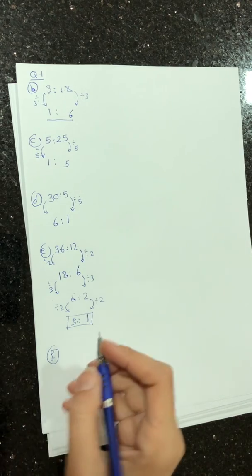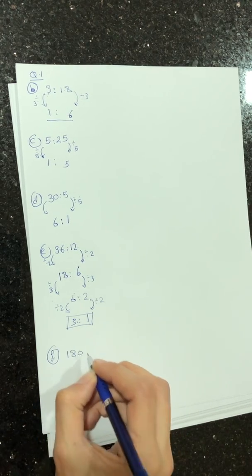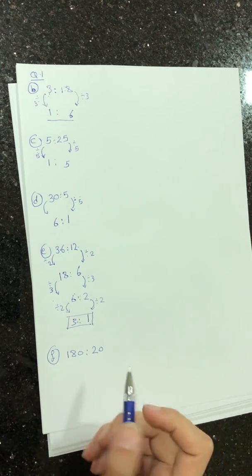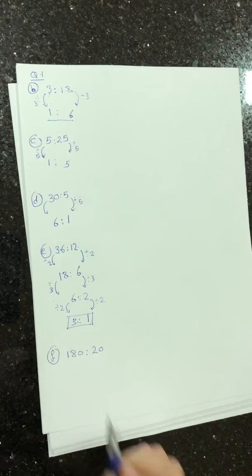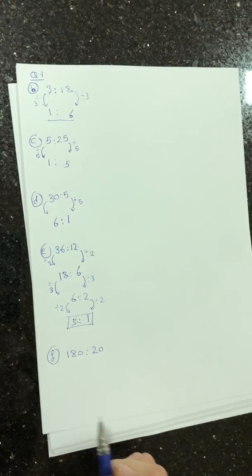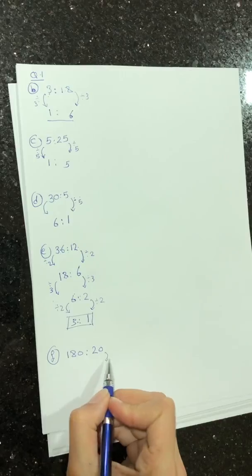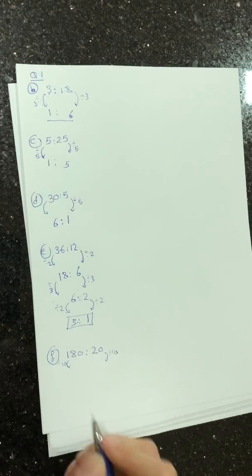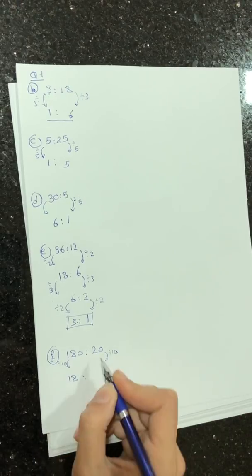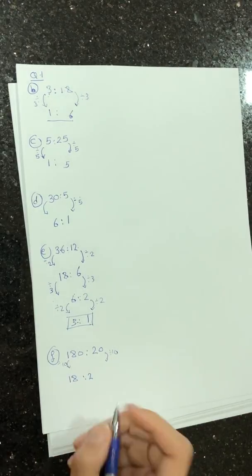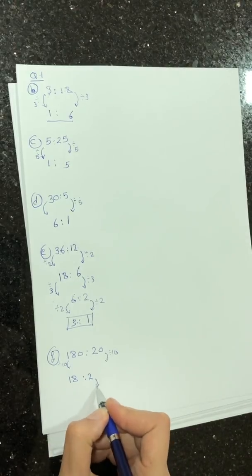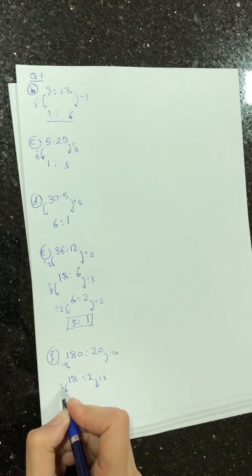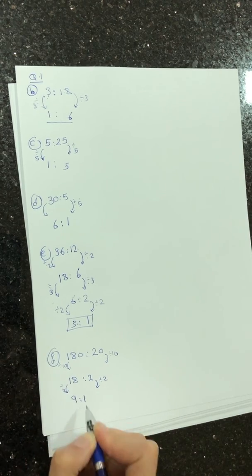And like this question is question in F, you have 180 to 20. I know that both numbers are divisible by 5 or 10 or 2. So let's try 10. 180 divided by 10 is 18. 20 divided by 10 is 2. Now if you divide furthermore by 2, because both numbers are even numbers, you'll get 9 to 1.